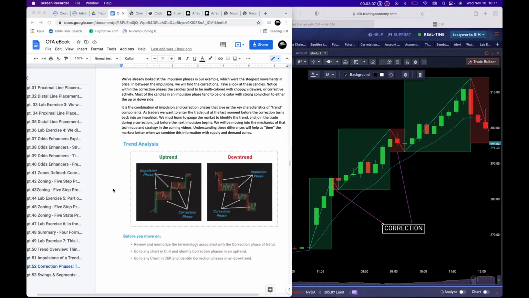Before you move on, review and memorize the terminology associated with the correction phase of a trend. Go to any chart in your preferred trading platform and practice identifying the correction phases in an uptrend and practice identifying the correction phases in a downtrend.